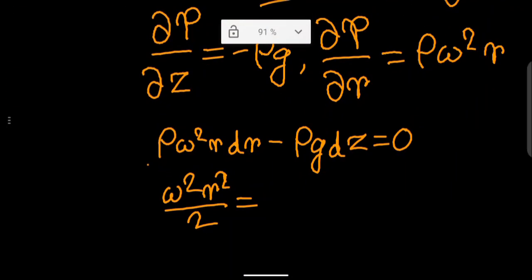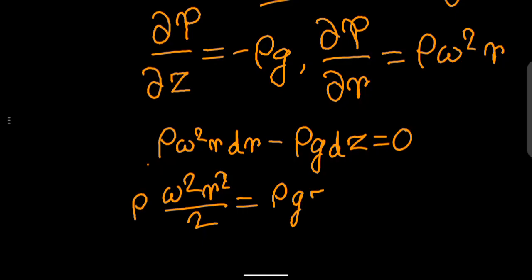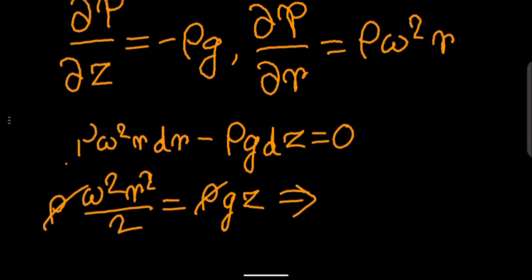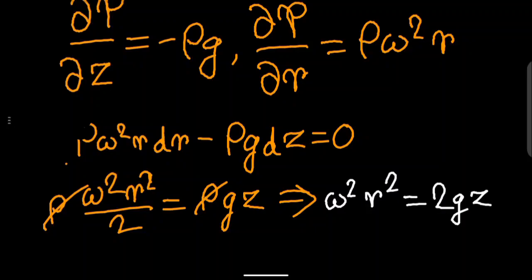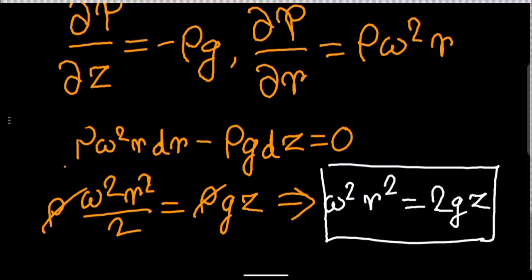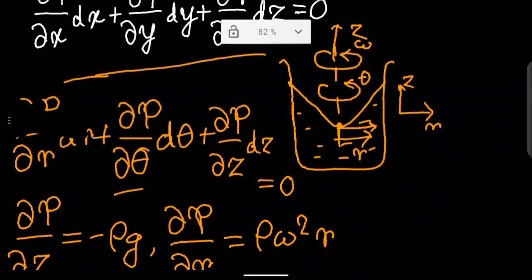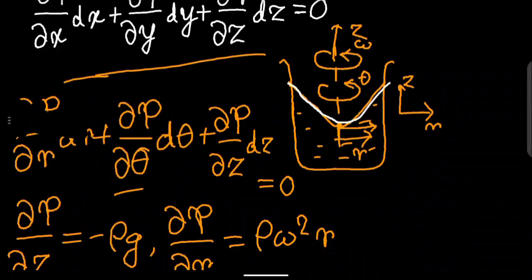So you can just integrate from 0 to r on this side, where there will be rho here, and on this side from 0 to z. So rho and rho will get cancelled out, and you finally get omega square r square is equal to 2gz. Okay, so this is nothing but the equation of this parabola. This surface is given by that equation.